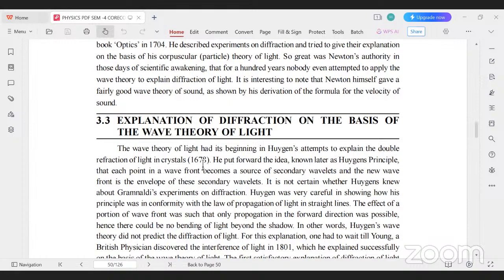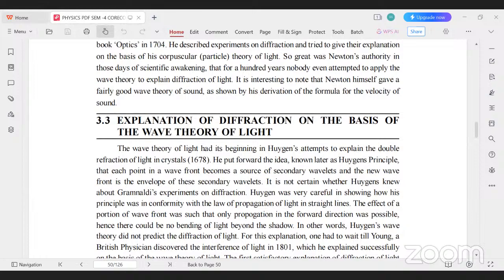So we take the experiment using the crystal and see how the refraction of the light takes place. He also explained the principle that a wavefront becomes a source of secondary wavelets, and the new wavefront is the envelope of these secondary wavelets. In Huygens' explanation, the wavefront was such that only propagation in the forward direction was possible. Hence, there could be no bending of the light beyond the shadow.